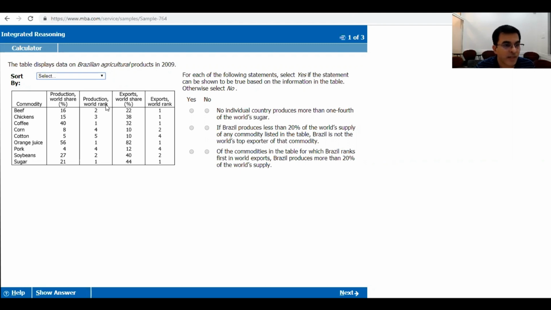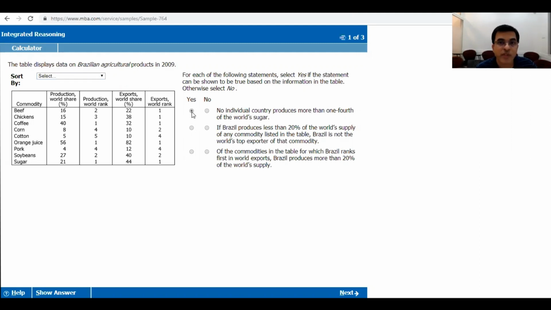However, the second column gives us the rank of that country, which in this case is Brazil. And it shows us out here that the rank is 1 for this commodity sugar, which means at 21%, Brazil is the world's top producer of sugar. If this is known to us, the statement no country produces more than 1/4 of the world's sugar now definitely becomes true. So we have to click this radio button and mark a yes for the first one.